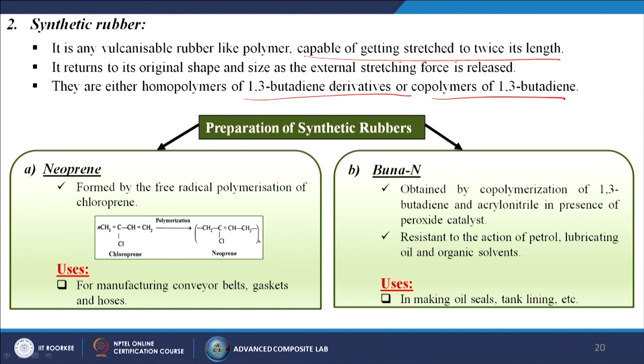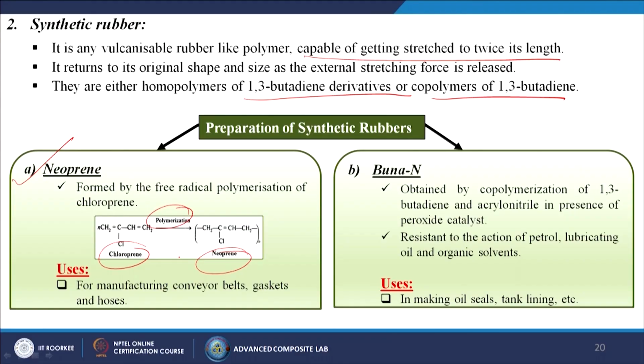There are two types of techniques by which we can prepare these synthetic rubbers. One example is neoprene, formed by the free radical polymerization of chloroprene. We polymerize chloroprene and from that we make neoprene. We generally use neoprene for conveyor belts, gaskets and hoses.